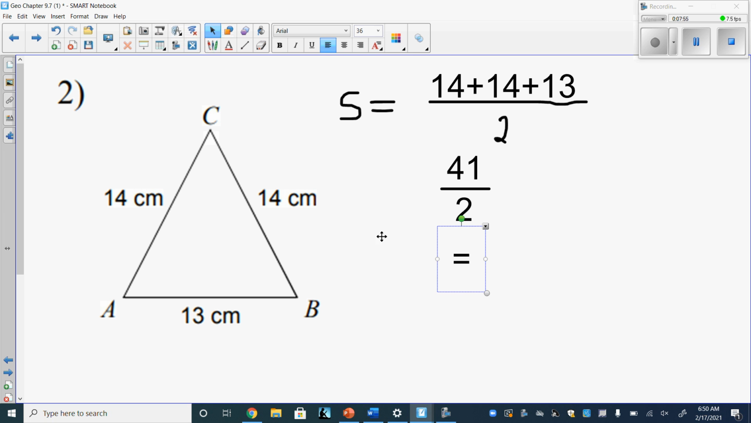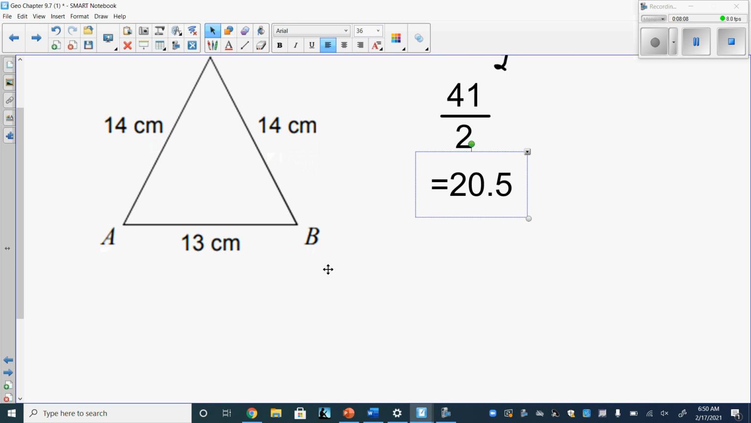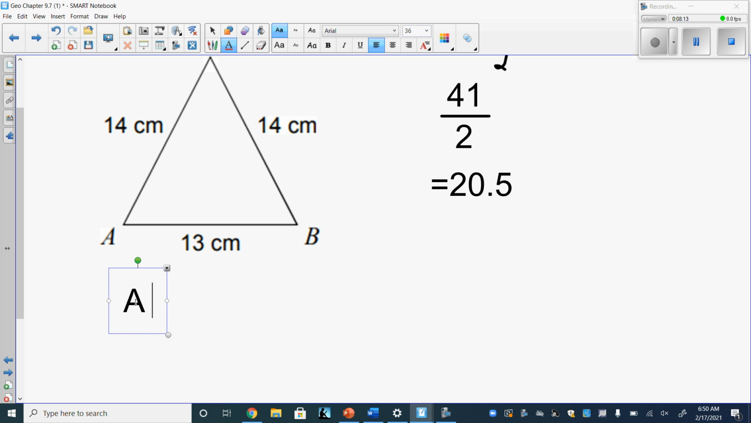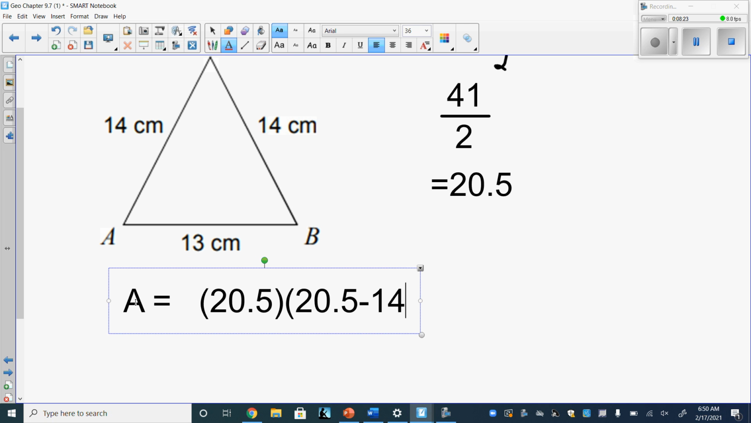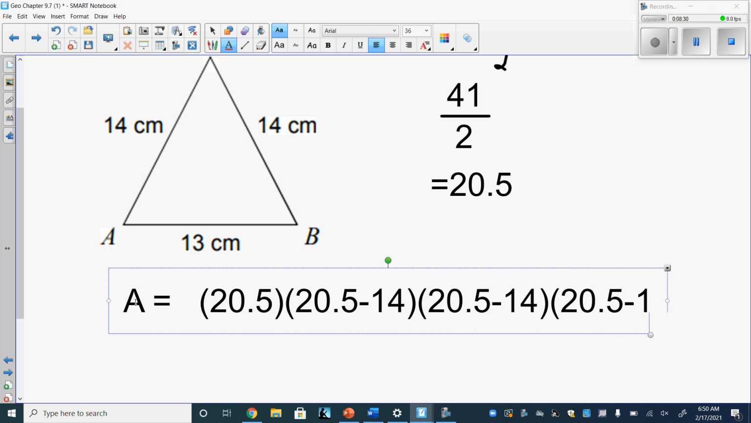Well, that is going to equal 20.5. So once we add all those together and divide by 2, we get 20.5. And that gives us our S value, which means we can go on and find the area, which is going to be the square root of 20.5 times 20.5 minus 14 times 20.5 minus 14 times 20.5 minus 13.